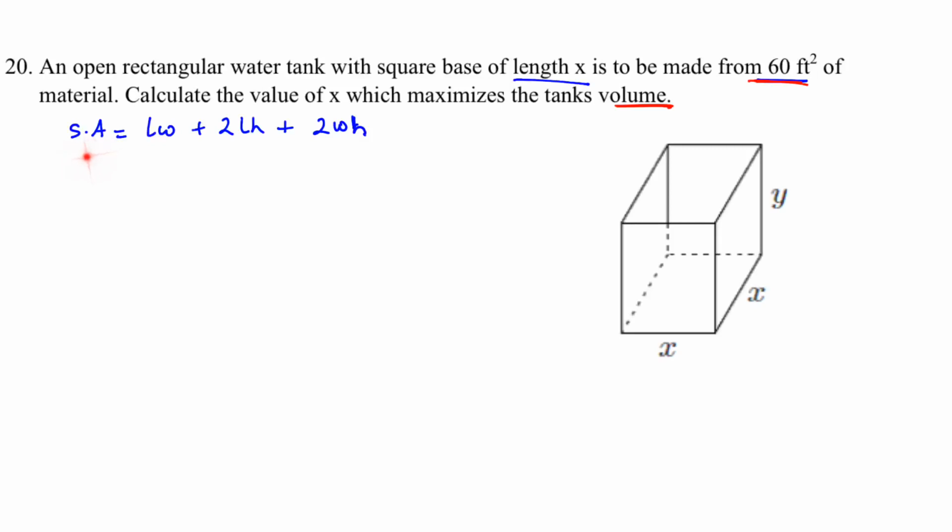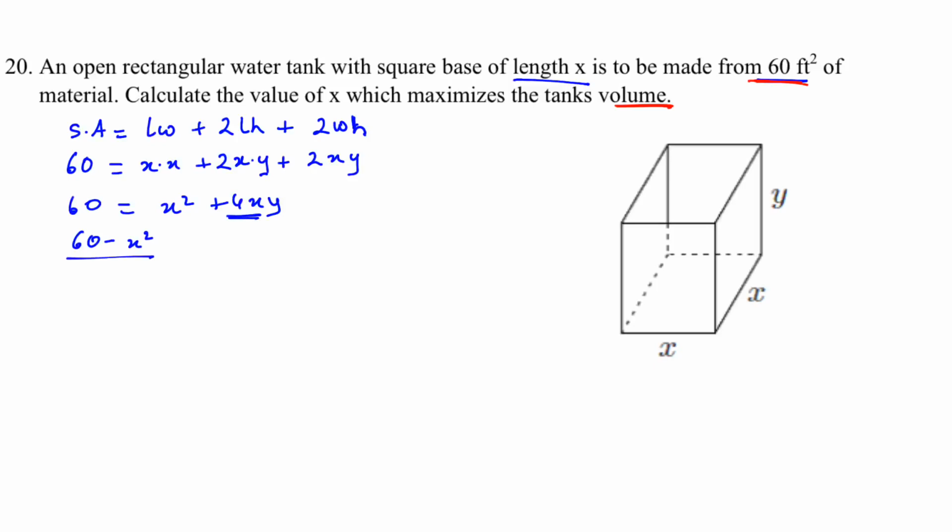You know what your area is, so we will write 60. Length is x and width is x, so x times x plus 2 times x times your height y, and 2 times x times y. This will give us 60 is equal to x square plus 4xy. We have to make y the subject, therefore 60 minus x square. This is a multiply, so it will become a divide here. No need to simplify here, leave it like that.